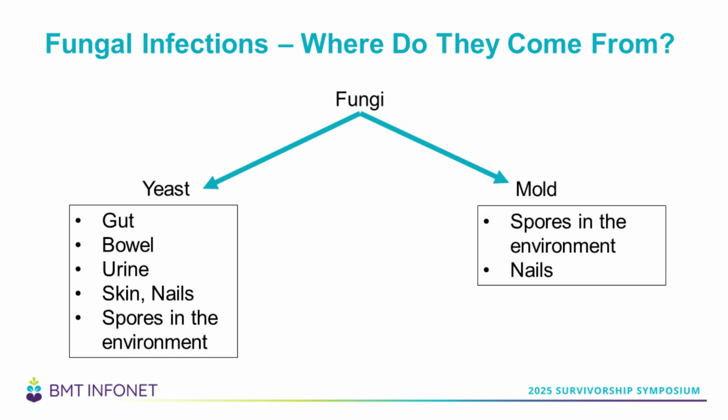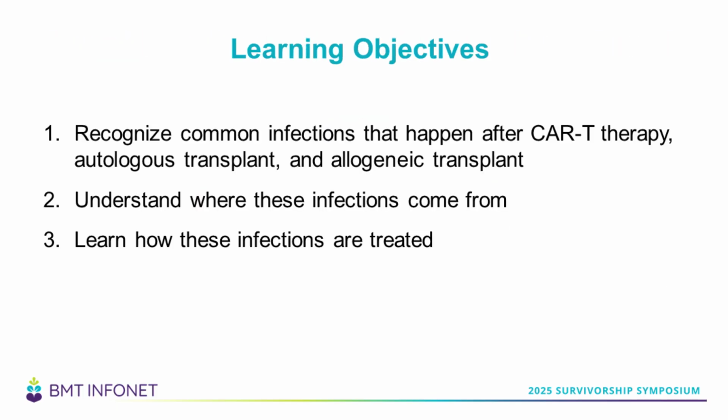When we think about fungi, they're generally classified as yeasts or molds. Yeast can be found in different areas, often within your own body, including the gut, the bowel, the urine, skin, nails, and then outside of you as spores in the environment. Molds are most often found in the environment, but can also be found under the nail beds.